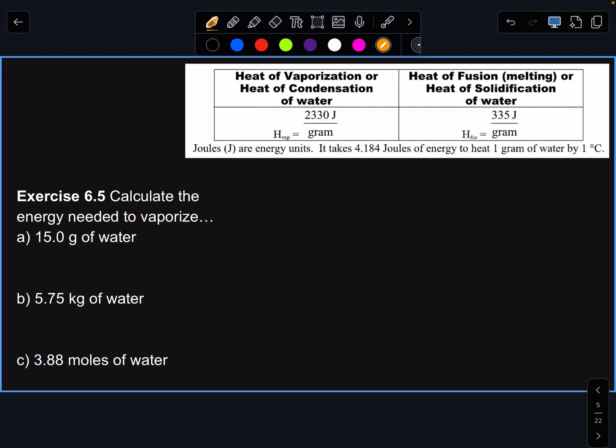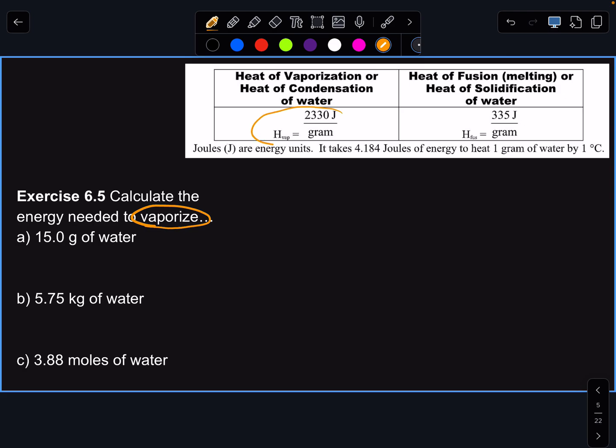Okay, let's look at the math side of it. Our question says we want to calculate the energy needed to vaporize. Our first one is 15 grams of water. The first thing you want to recognize here is what phase change we are dealing with. We're dealing with vaporization. So of the data given up above, I only care about one of those H's. Which one do I care about?